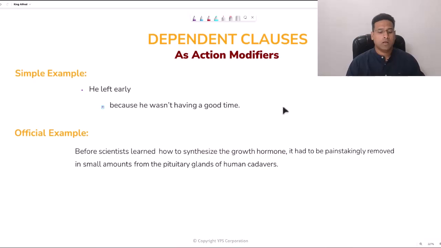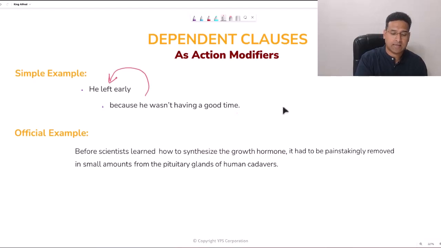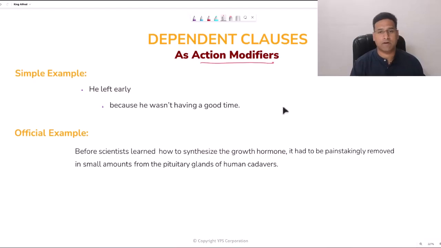All right, now he left early. Why did he leave early? Let's try to understand the role of this group of words. This group of words is telling me why he left. In other words, this group of words modifies the verb, or is an action modifier.